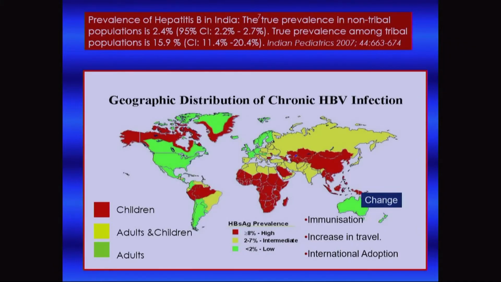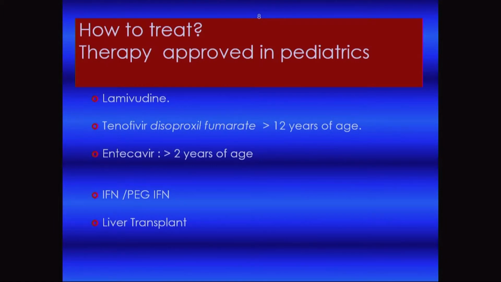So these are the several reasons why we have to treat. Hepatitis B virus infection in India lies in the intermediate prevalence range, and this study has shown that in children the true prevalence among tribal populations in India is as high as 15.9%. So you know the reason why to treat. Do we have any weapons to treat? Yes, some are approved. We have lamivudine, we have tenofovir, this salt is approved, tenofovir disoproxil fumarate, and entecavir, all in children more than 2 years, and entecavir more than 12 years.